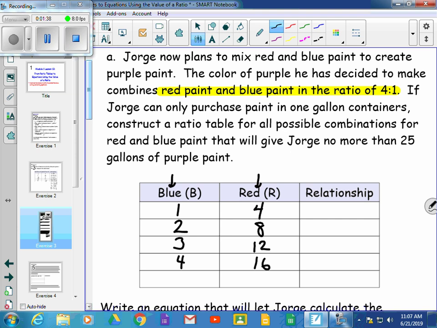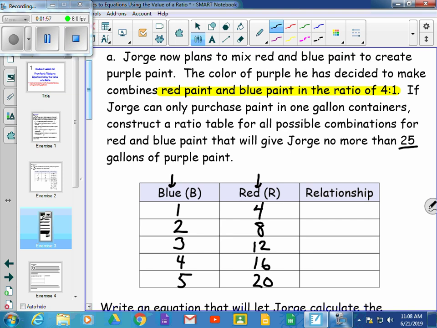Now if we add those up, that's 20 total gallons. If he mixes 5 blue, he's going to have to put 20 red with it. And if you add that together, there's the 25 gallons. So that's the maximum that he can have right there.